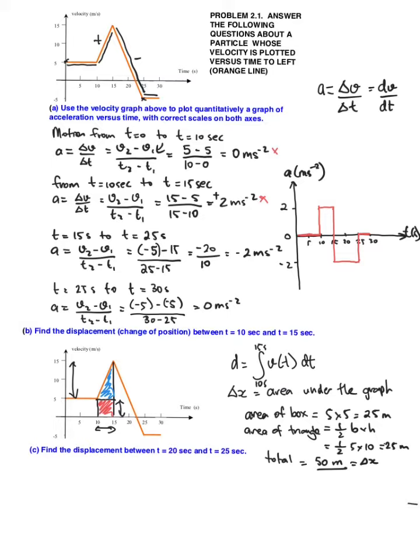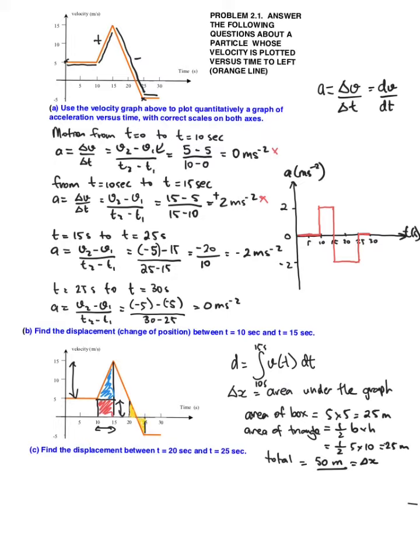The next part of the question is asking us to do something a bit trickier. It's got a little bit of a trick in it that I'll show you. We don't need to erase anything. We can use some different colors. I'll just change to this color. Now we're asked to find the displacement between t equals 20 and t equals 25. So that's this region here. So we're asked to find this area.